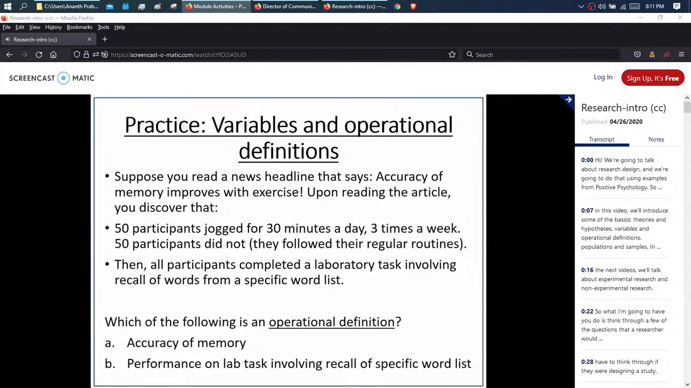Is it A, accuracy of memory? Or is it B, performance on a lab task involving recall of specific word lists? Okay? The operational definition is B, performance on a lab task involving recall of a specific word list. Accuracy of memory does narrow things down. That's the variable that's being measured, but how is that variable being measured? It's being measured through B. Okay? If you don't know the operational definitions that are used in a study, then you have no idea what the researchers did.